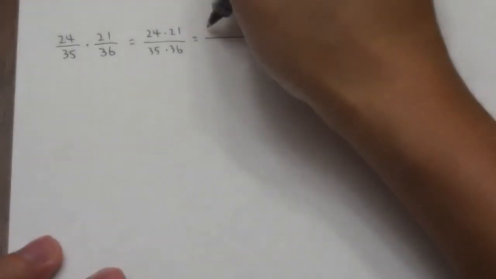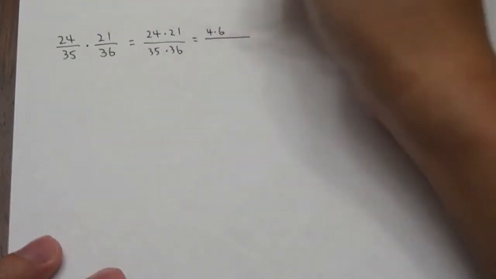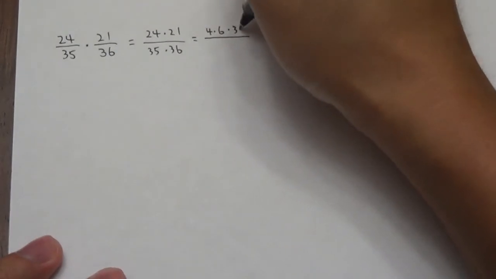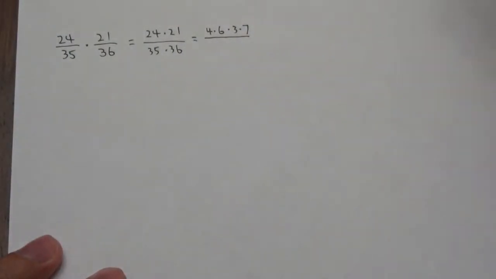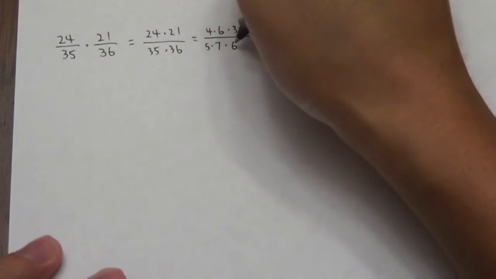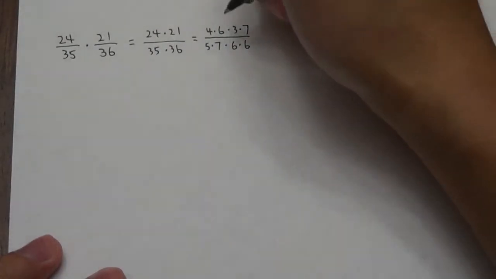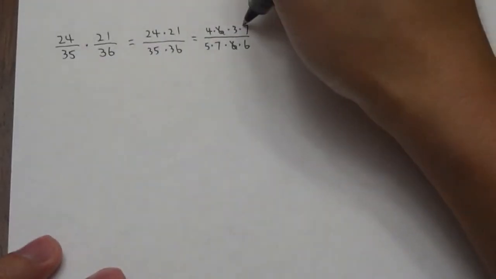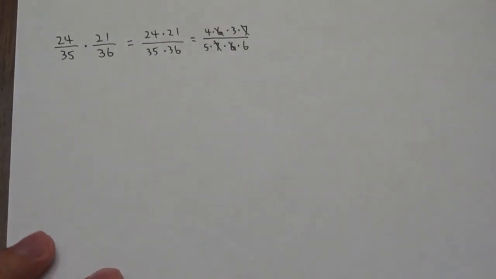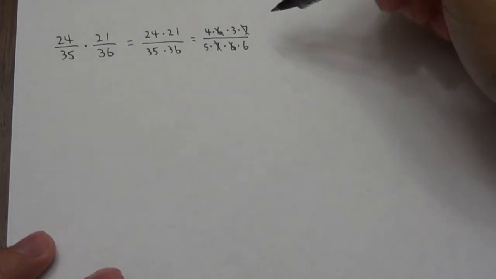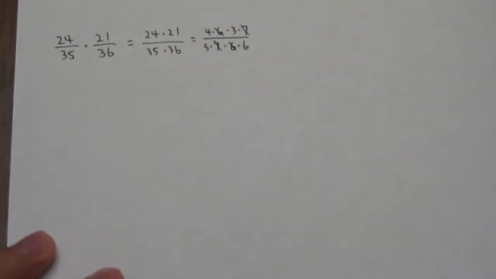So 24, I can break that up into 4 times 6, and then 21 is 3 times 7. Okay, 35 can be broken into 5 times 7, and then 36 broken into 6 times 6. Okay, now that I've done that, I can go ahead and see which of these factors I can cancel out. Okay, so 6 can cancel out with 6, 7 with 7. All right, now I'm not done. Right now I can continue to break the numbers down until it's in its prime form, or I can go ahead and multiply. I'm going to go ahead and keep reducing.